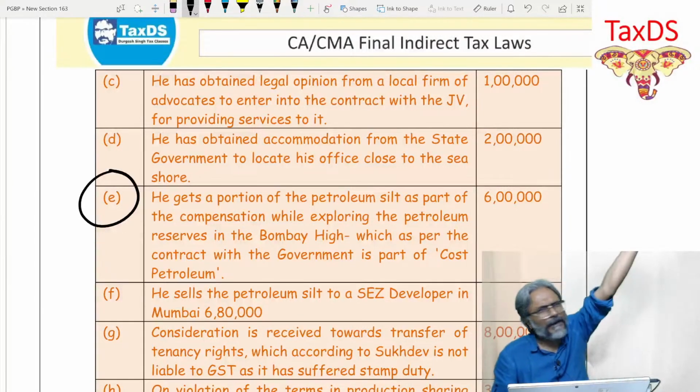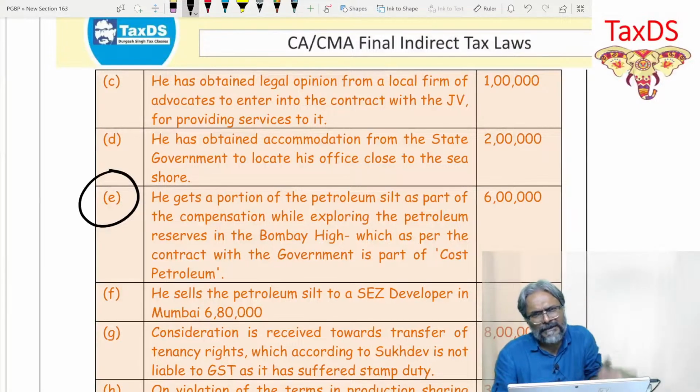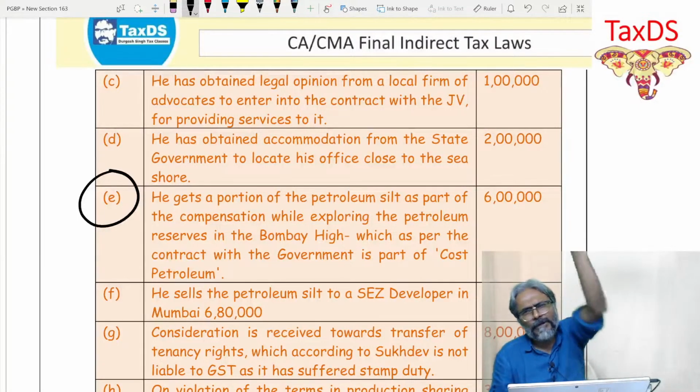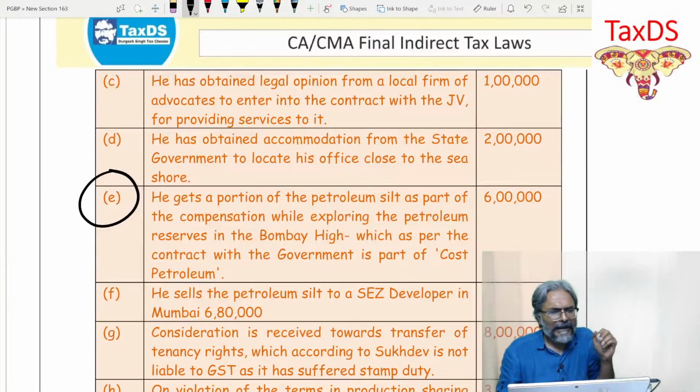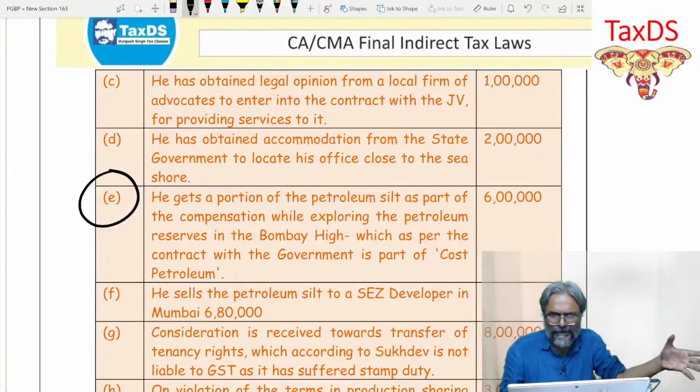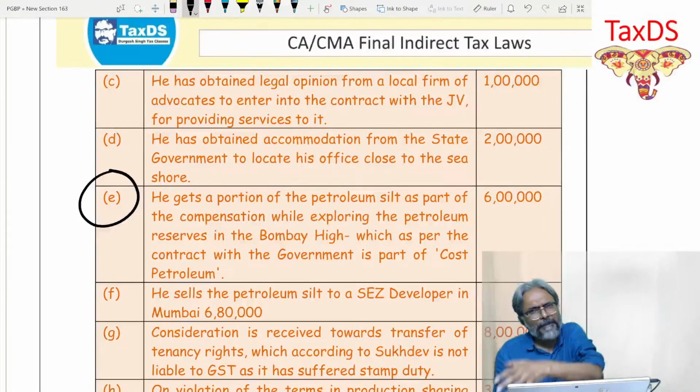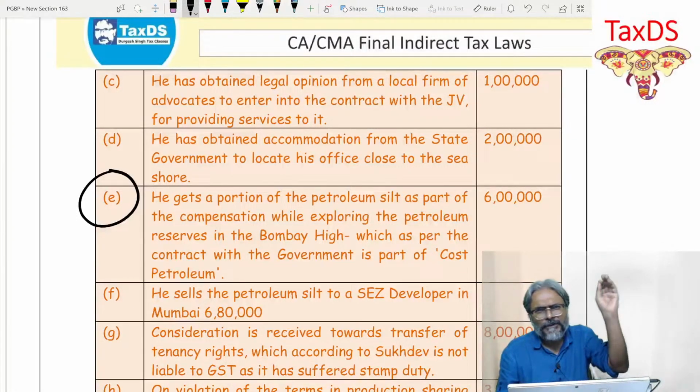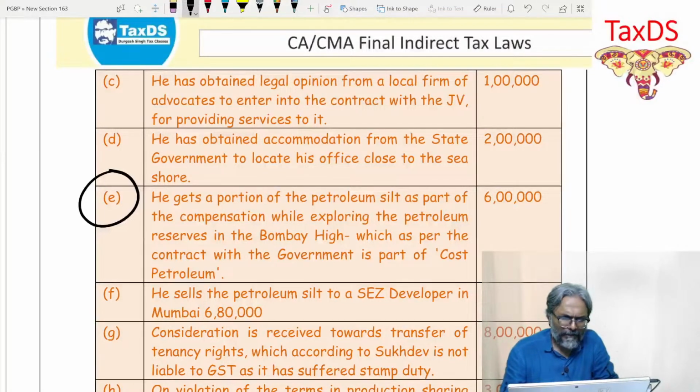Consideration you will receive from a third party when you actually supply the petroleum oil to a third party. This is a share that you have to part away to whom? To the government as per the arrangement. And that is the reason why we have discussed that this will not be in the form of a consideration, and accordingly will not be a supply under section 7(1)(a). And because it is not a supply, therefore this will not be chargeable to GST. That is what you are supposed to write a note on.